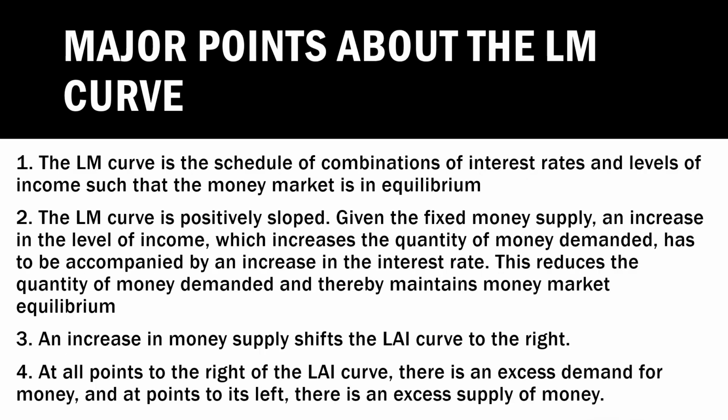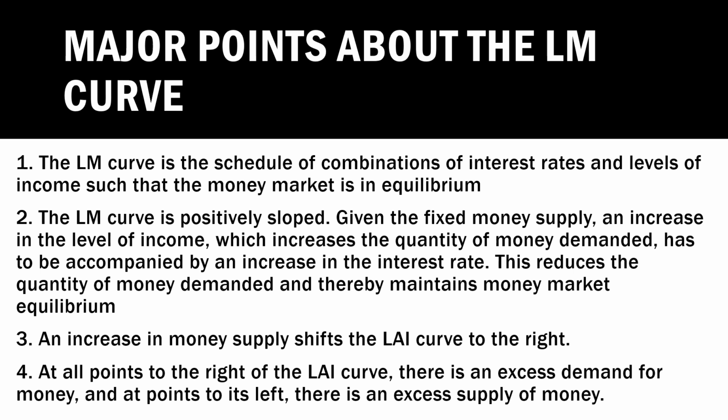Now, coming to certain important points which are very important when you deal with this LM curve, you have to see that the LM curve is a schedule which takes into consideration all the combinations of interest rates and levels of income so that there is equilibrium in the money market, and the LM curve is positively sloped. If the money supply is fixed, an increase in the level of income would increase the quantity of money demanded, and this would be accompanied by an increase in the rate of interest, which would reduce the quantity of money demanded and thereby maintain the money market equilibrium.